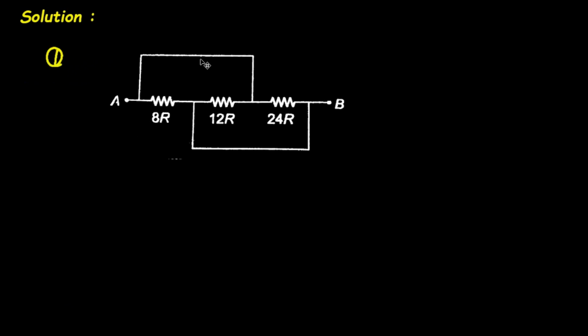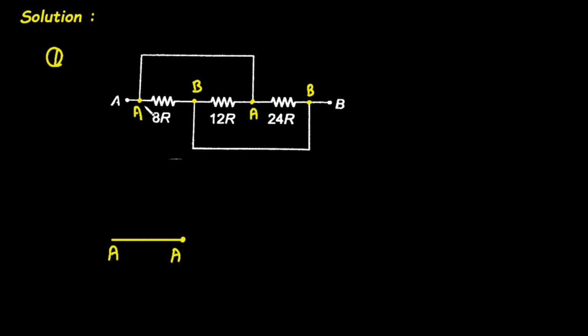Now we will write problem number 1. Here we have to determine its equivalent resistance between terminal A and B. Now here we can clearly see, let's say this is node A. Here also and here also this is node A. Similarly this is node B and this is also node B. Now let's redraw this circuit again. So this will be A and here this is node A.